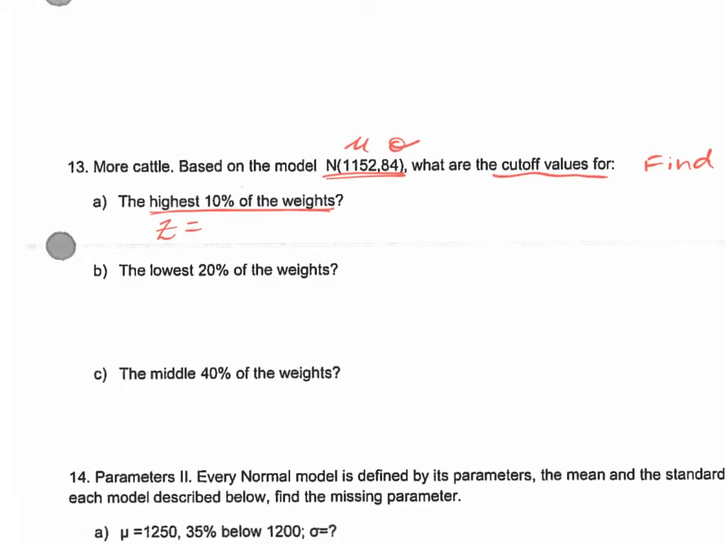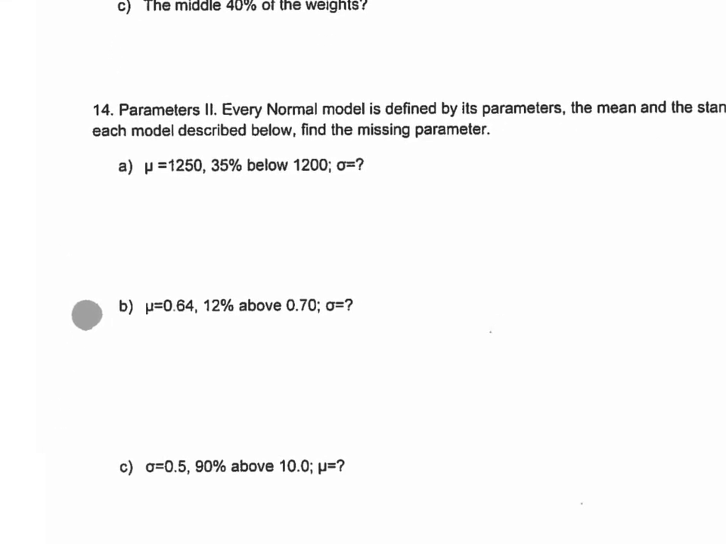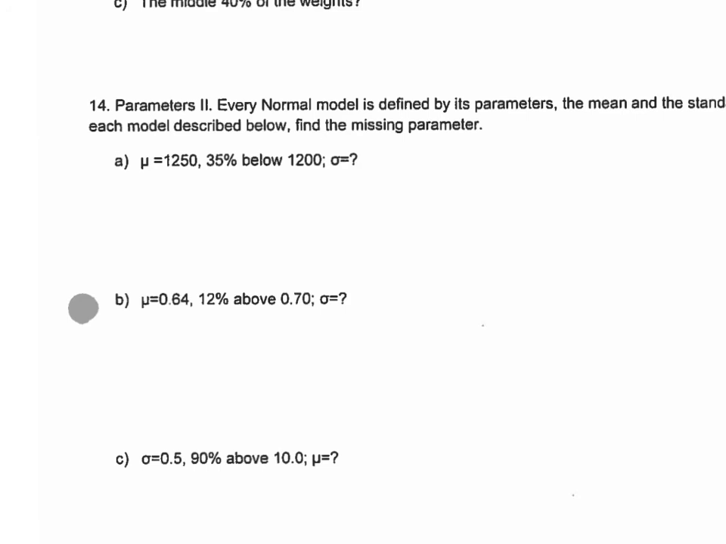And then finally, number 14, they give you lots of different information. Here, this gave you the mean. This says 35% below 1200. 1200 would be your x. 35% below is going to be information to get you a z-score. It is going to be your inverse normal of the area below of 0.35, and that will get you your z-score.